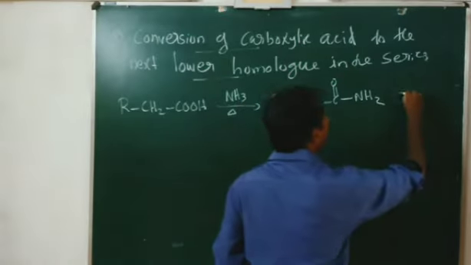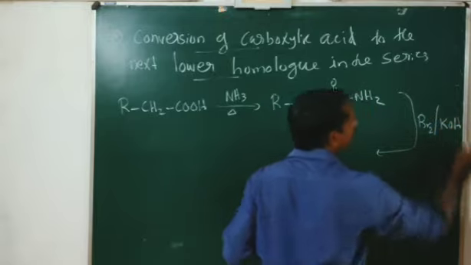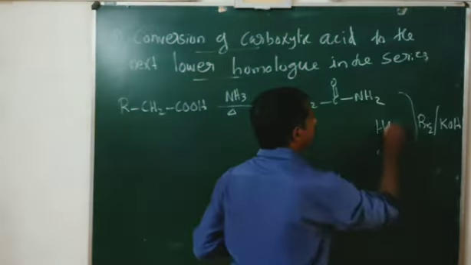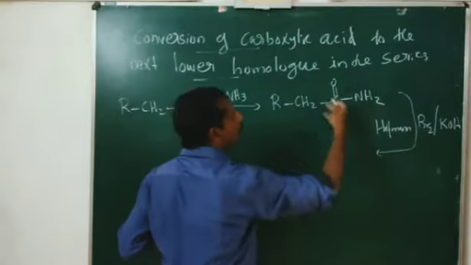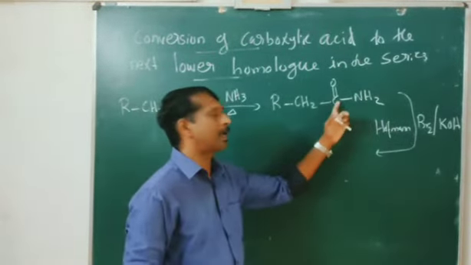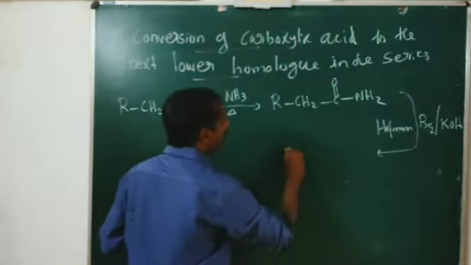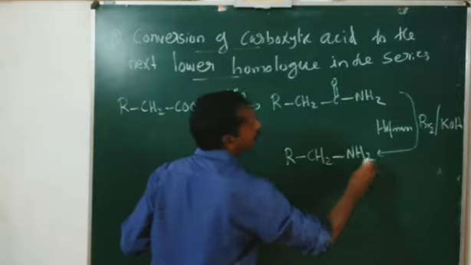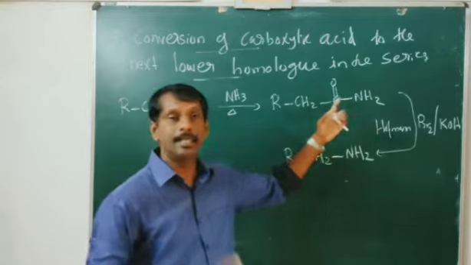Now we know that this amide when treated with Br2 and KOH, what is the name of this reaction? Hofmann bromamide reaction. Okay, this is Hofmann reaction, Hofmann bromamide or Hofmann degradation reaction. So what will happen? The CONH2 group will be converted to a primary amine. Amide will be converted to a primary amine with one carbon less than that in the starting amide. So RCH2CONH2 will be converted to RCH2NH2. This also we studied.